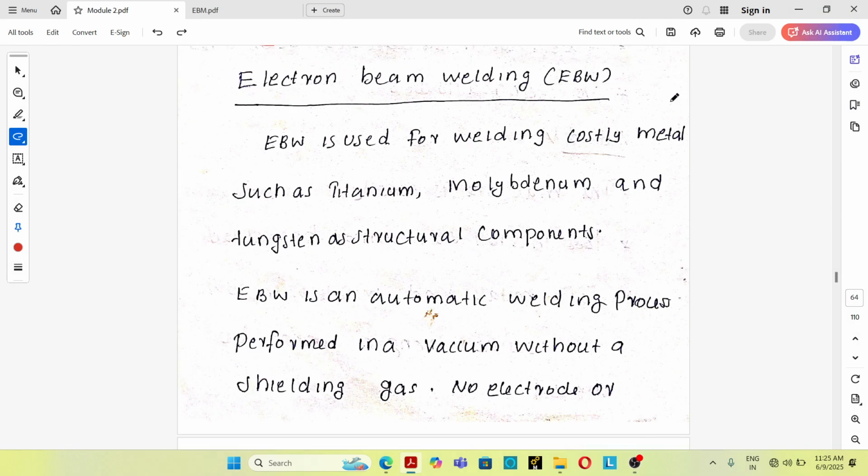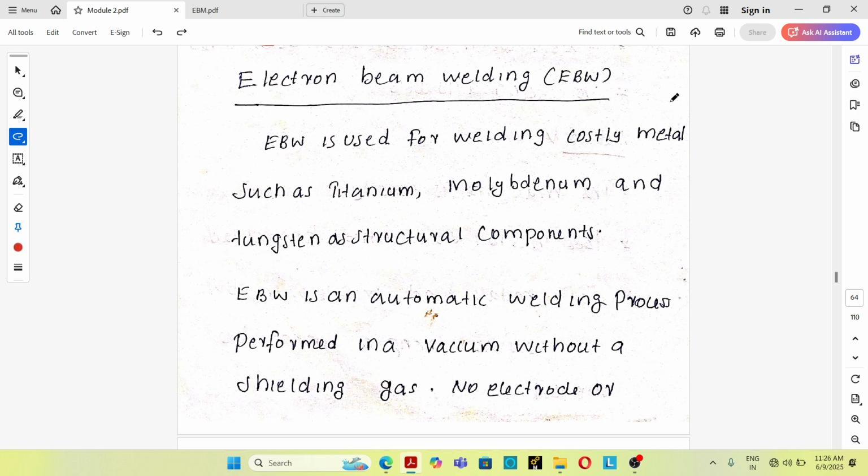In this video, I am going to discuss the electron beam welding process, the EBW process. In electron beam welding, the heat required for welding is obtained from the kinetic energy of very fast moving electrons. When very fast moving electrons strike the workpiece surface, the kinetic energy of the electrons is transferred into heat energy. That heat energy is used for melting the base metal to be joined.